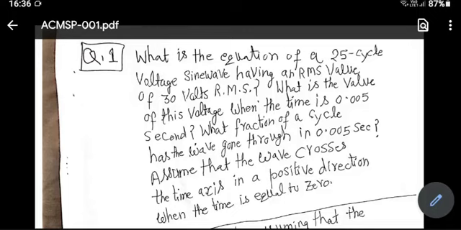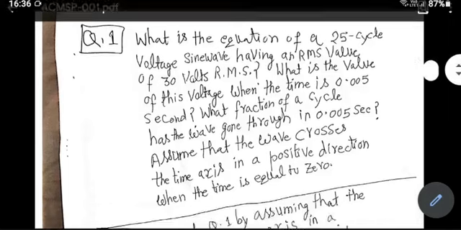On top of it, they are telling you that the instantaneous value is 0 and the voltage is increasing when you are hitting the t equal to 0 point. Let me show you the solution.